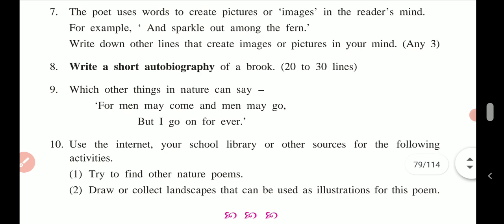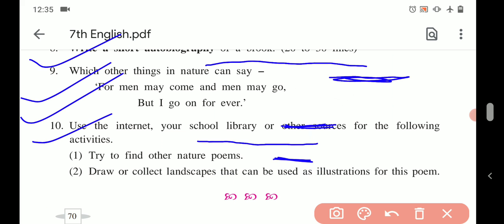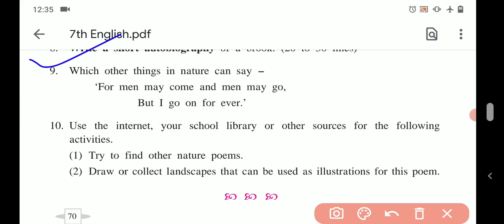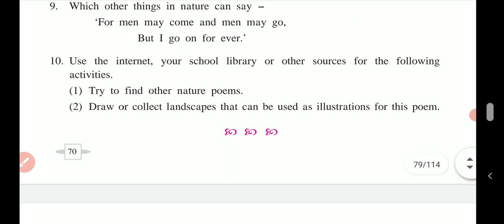Isn't it? Next and last activity, use the internet, your school library or other sources for the following activities. What are those? First, try to find other nature poems. Next, draw or collect landscapes that can be used as illustrations for this poem. So which landscapes can be used to represent or describe the thought of this poem, that you have to collect through newspapers, books, or the internet.